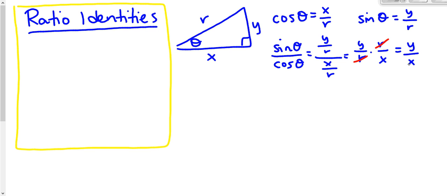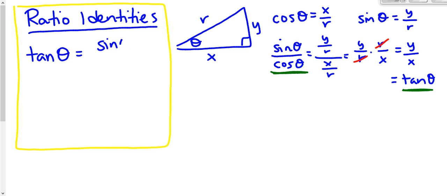But what is y over x? Looking back at the triangle, y is the opposite, x is the adjacent, opposite over adjacent is tangent. So what we have here is sine theta over cosine theta equals tangent theta. That is our first ratio identity. Tangent theta equals sine theta over cosine theta.